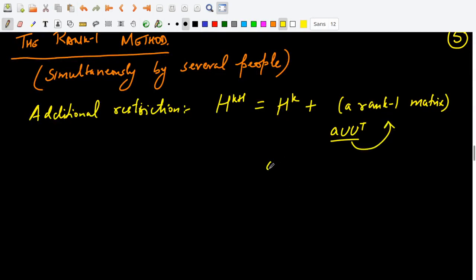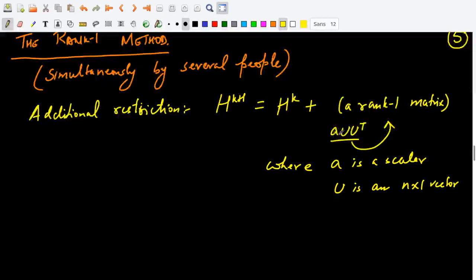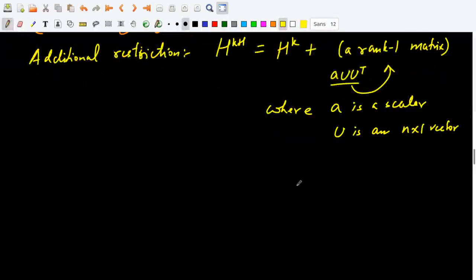Okay, where A is a scalar and U is an n cross 1 vector. So you can verify easily that this would be an n cross n matrix, and U transpose will be of this form.